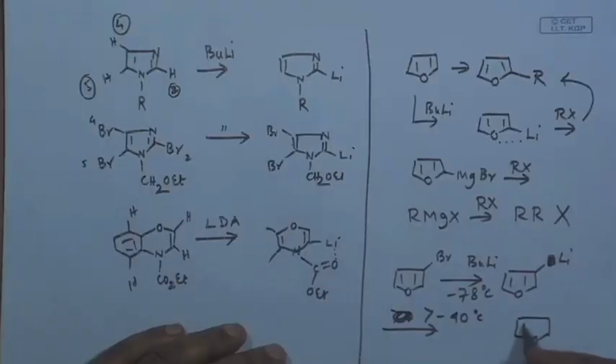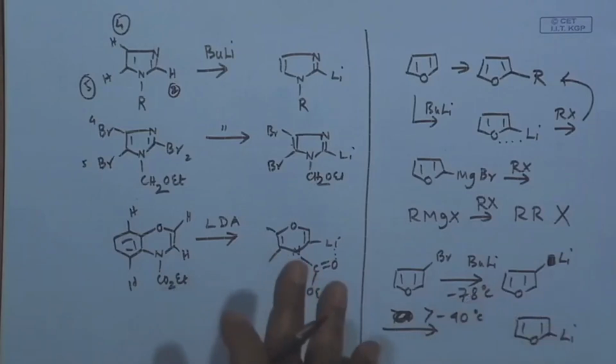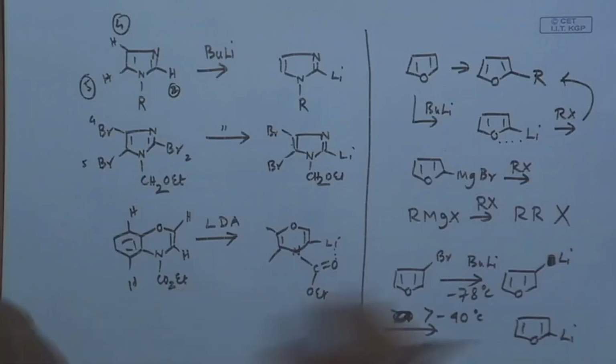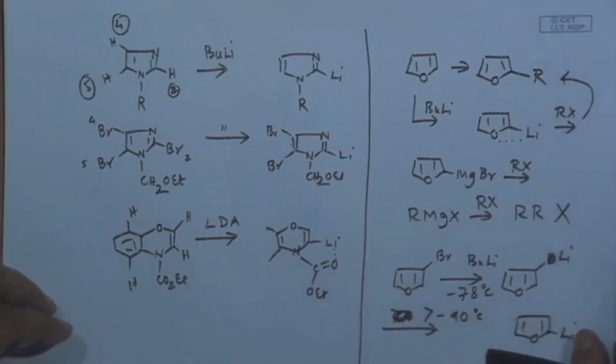Thermodynamically more stable product. Thermodynamically more stable product means the 2-lithiated product. So, that is what you have to keep in mind. That means there are possibilities of rearrangements also after the initial lithiation. Okay.